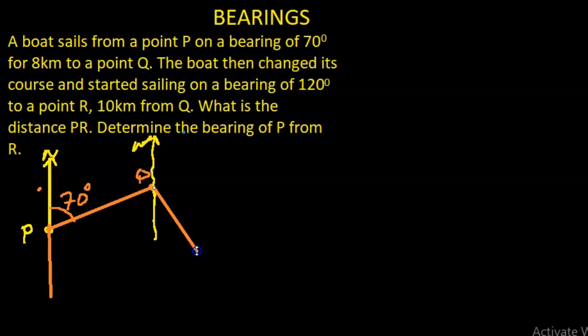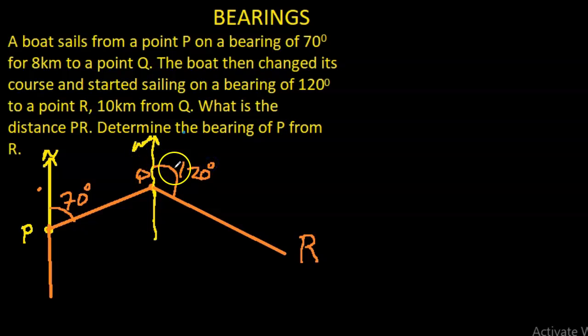And how far is it? 10 kilometers. Just past the 90, maybe somewhere about there, to a point R. So the bearing of R from Q is, we're told, 120 degrees. So you always put the angle clockwise coming from the north, from where we're coming from.